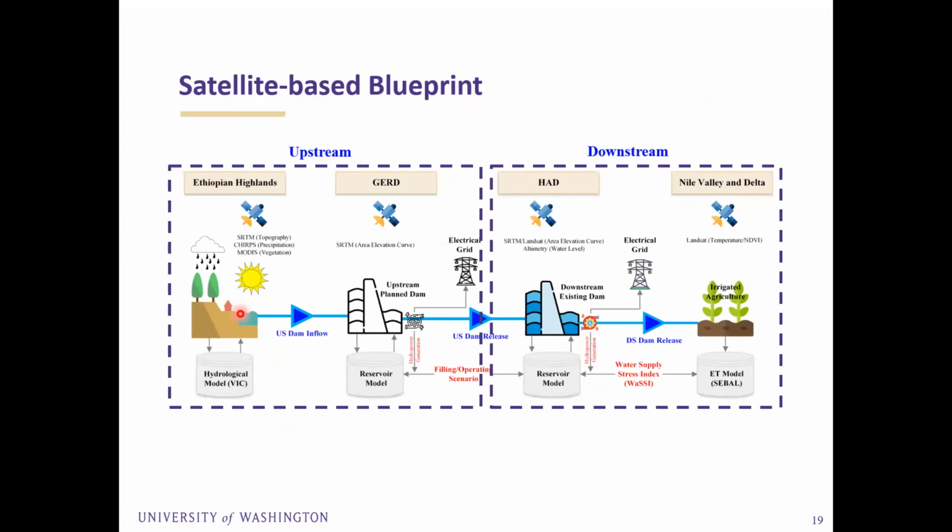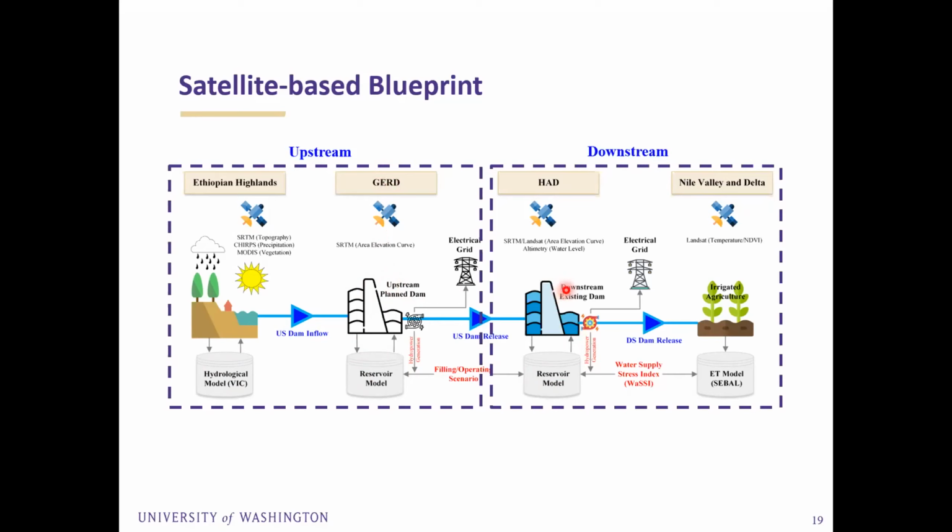So I developed this satellite-based blueprint. It's a framework that models the situation in the Nile River Basin. It has two components, modeling the upstream part of the basin and modeling the downstream part of the basin. In the upstream, we have a hydrologic model. I'll show this later, but it models the upstream conditions and then routes the flow into the dam. We also have a reservoir model that optimizes the operation of the dam for hydropower generation or for the water use in the downstream. Again, we have another reservoir model in the downstream. The difference between the upstream and downstream is that in the upstream, it's a planned dam. It's not existing, like in my case, for example, GERD.